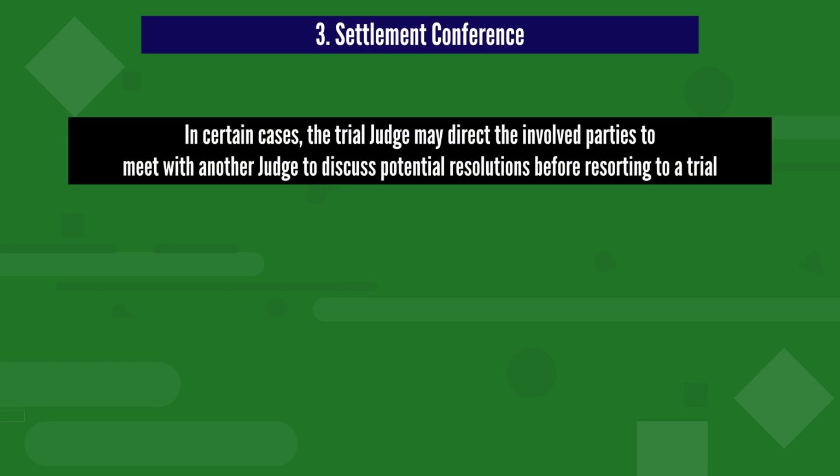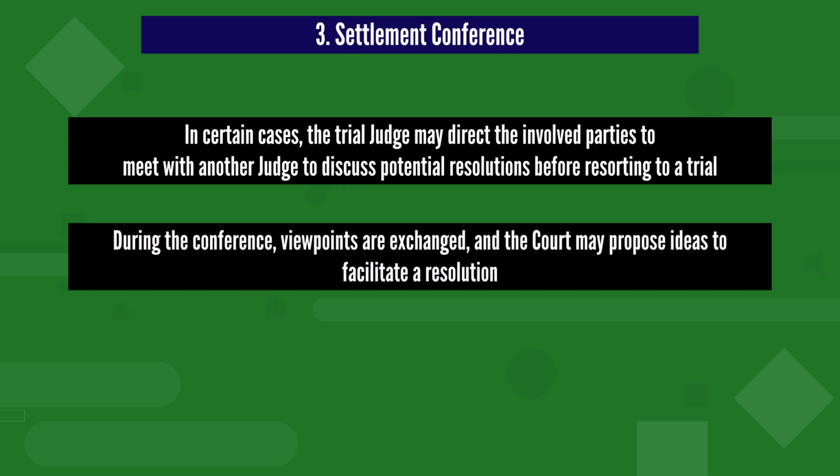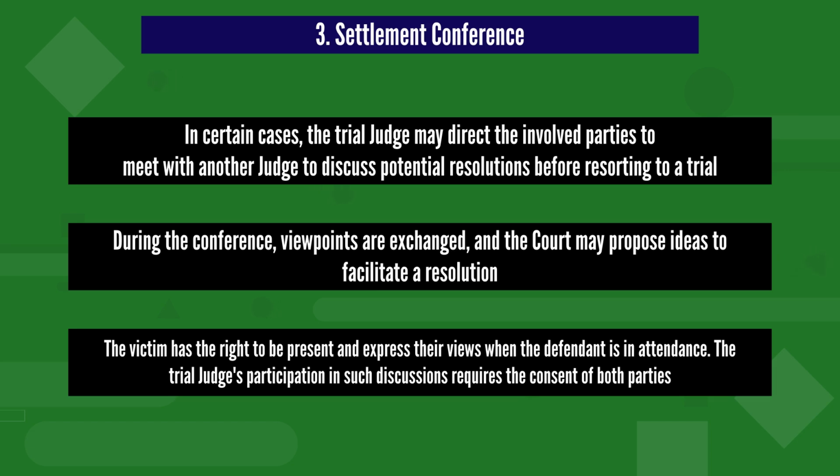3. Settlement conference. In certain cases, the trial judge may direct the involved parties to meet with another judge to discuss potential resolutions before resorting to a trial. During the conference, viewpoints are exchanged, and the court may propose ideas to facilitate a resolution. The victim has the right to be present and express their views when the defendant is in attendance. The trial judge's participation in such discussions requires the consent of both parties.